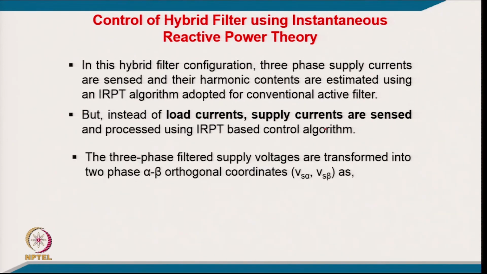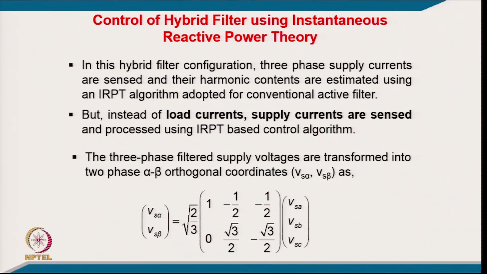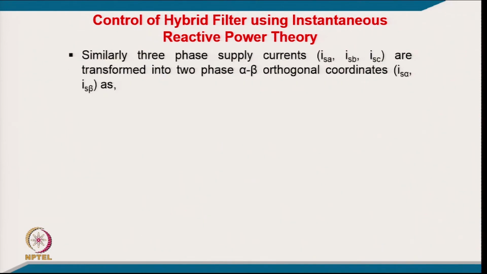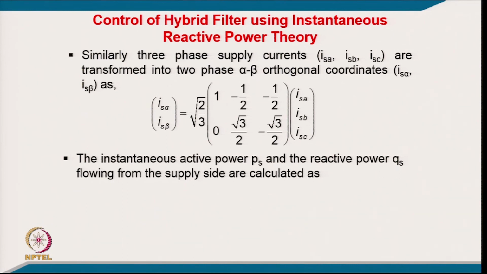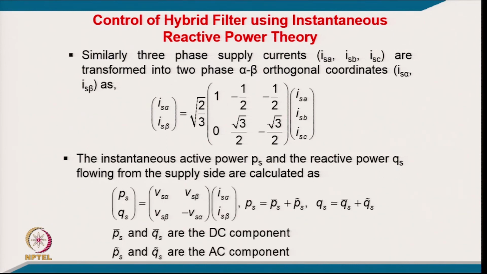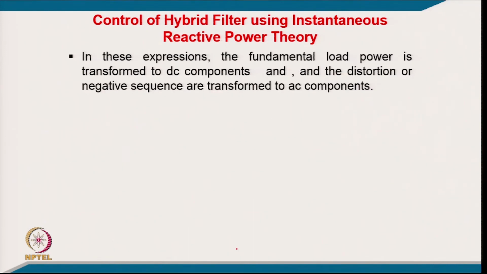algorithm. The 3 phase filtered supply voltages are transformed into the 2 phase alpha beta coordinates, typically from V ABC to V alpha beta, and similarly the 3 phase supply currents are transformed into 2 phase alpha beta components. Then we calculate the instantaneous active and reactive power from this relation, which consists of DC and AC components, and these are the AC components.